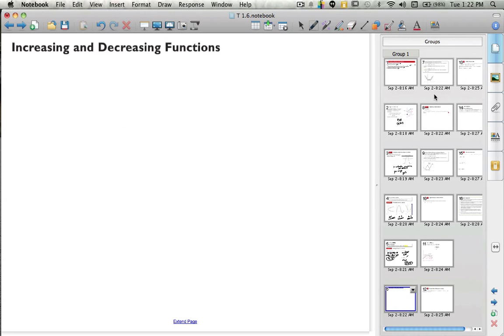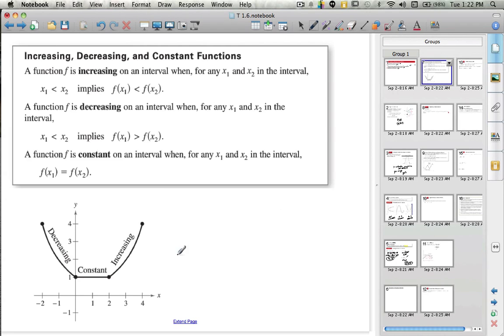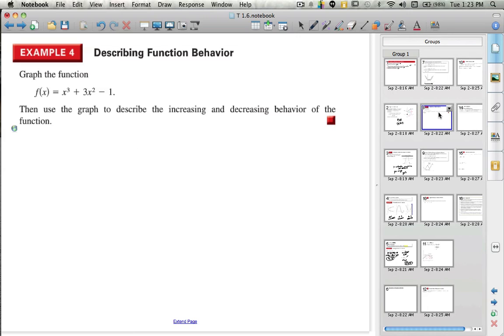Okay, if we want to look at increasing and decreasing functions, we're looking at what's happening as I look from left to right on the graph. From this point to this point, my graph is decreasing. From this point to this point, my graph is constant. And from this point to this point, my graph is increasing. So we call these intervals. You can say, okay, for this interval, it's decreasing. For this interval, it's constant. And for this interval, it's increasing. And that's how we evaluate these.